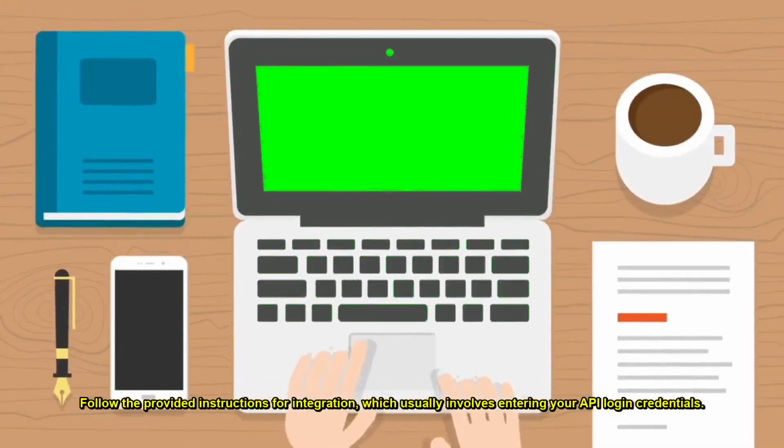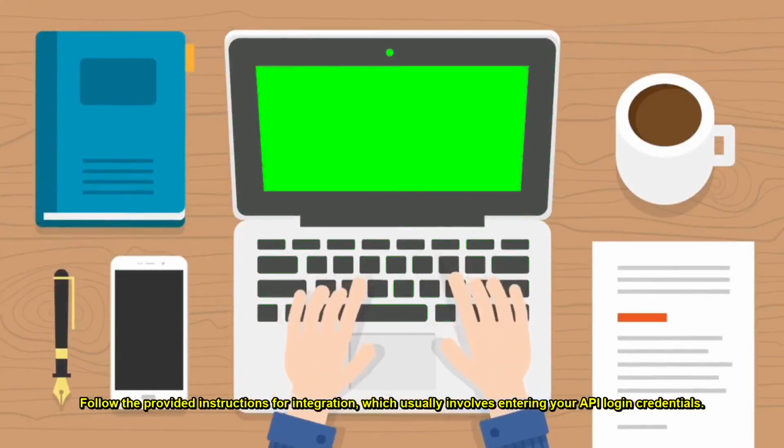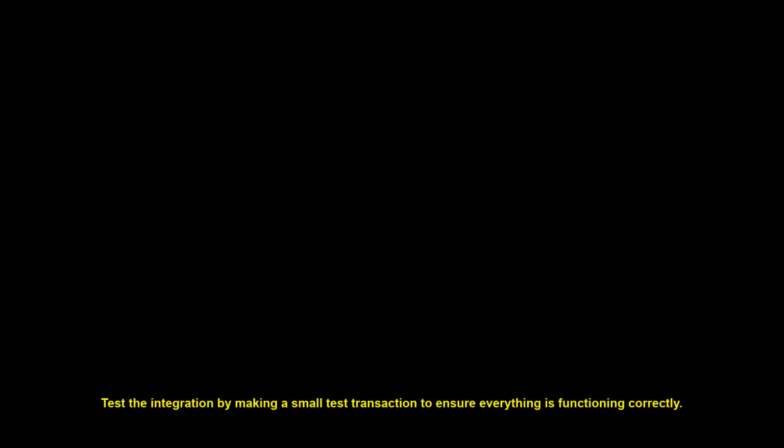Integrate Authorize.net with your online store platform by selecting the appropriate plugin or API. Follow the provided instructions for integration, which usually involves entering your API login credentials. Test the integration by making a small test transaction to ensure everything is functioning correctly.